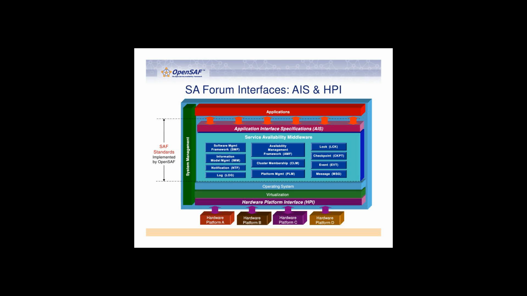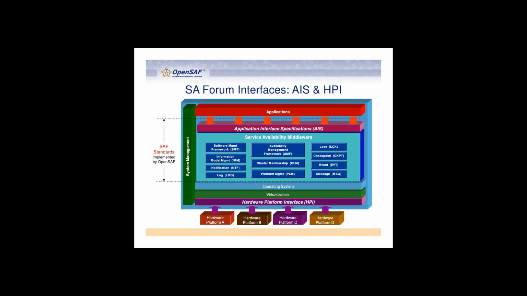Release 4, February 27, 2007, extended the utility services with Timer and Naming. Release 5, October 16, 2007, extended the management services with Security and added the Software Management Framework. Release 6, October 21, 2008, added the Platform Management Service to close the gap between AIS and HPI, the Hardware Platform Interface.